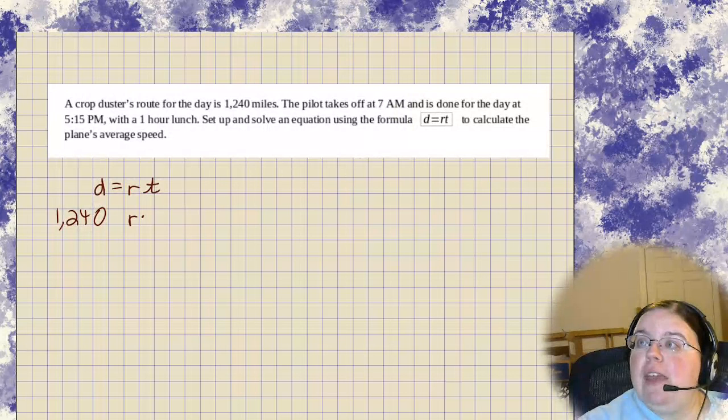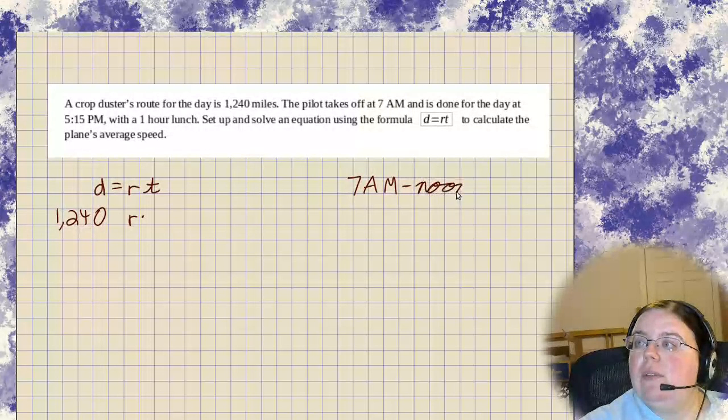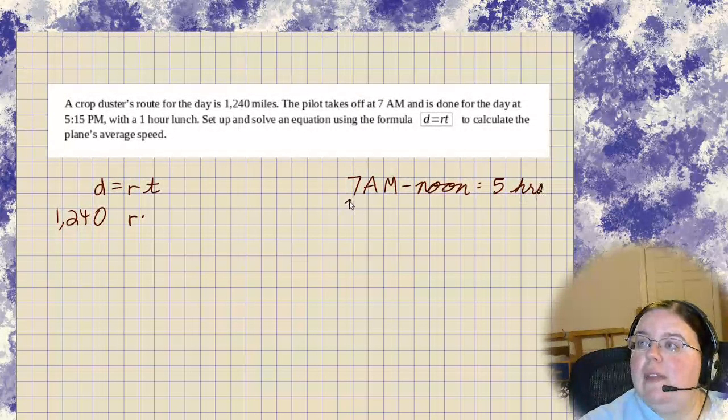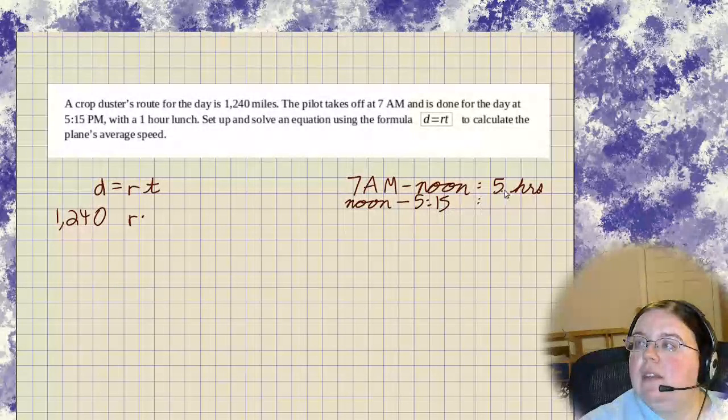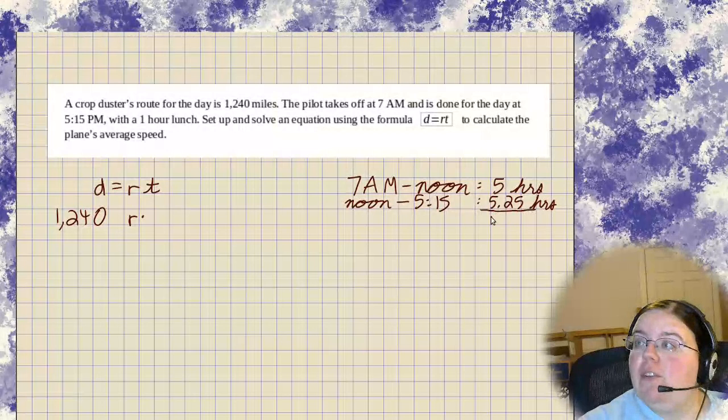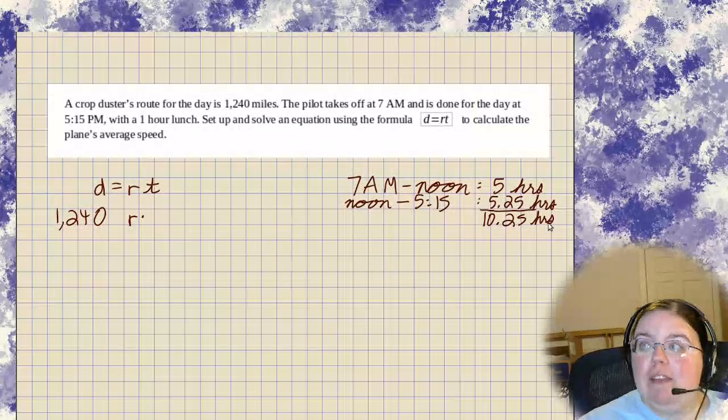So from 7 a.m. to noon is 5 hours. And then from noon to 5:15 is another 5.25 hours. Remember, 15 minutes is a quarter of an hour. So in all, that's 10.25 hours.